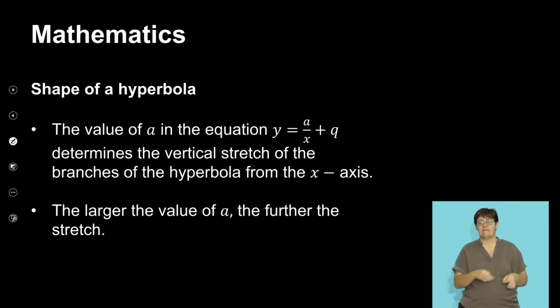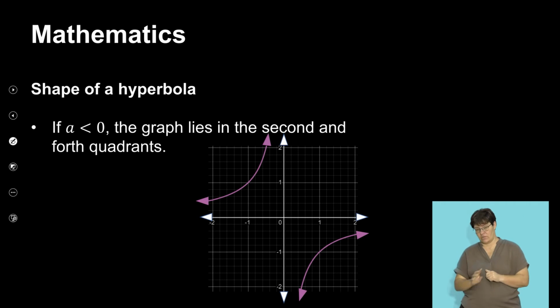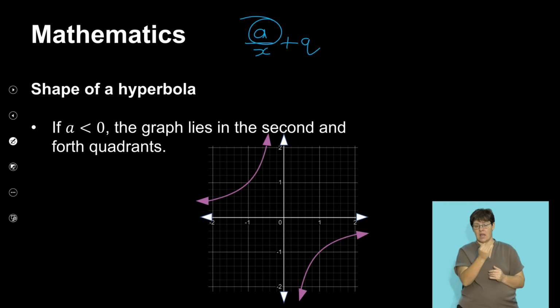Just make sure that you pay attention to that. Also, the value of a normally tells us where the graph is going to be, which is the vertical stretch. The larger the value, the further the stretch. If it's positive, it's the first and third quadrant, and if it's negative, it's the second and fourth quadrant. The a value is what is on top there. Remember that. This gives you an idea of where the graph is going to be without even drawing the graph.